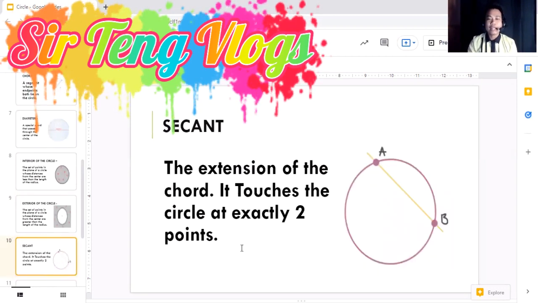Then we have the secant. It is the extension of the chord that touches the circle at exactly 2 points. So we have the secant, the extension of the chord. For some instances, the diameter is also called the secant because the diameter is a special chord. Then it touches the 2 points on the circle.